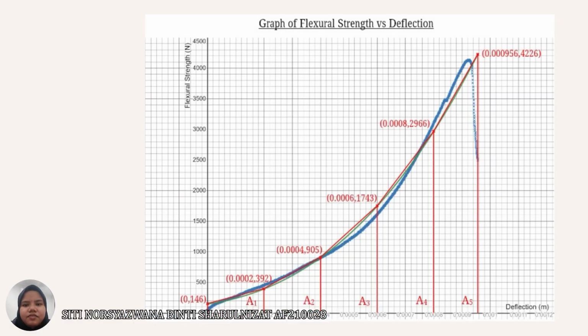This is the graph of flexural strength versus deflection. From the question of problem 2, we want to find the energy of the building. That's why we need to plot the graph of flexural strength versus deflection. It is because the area under the graph is equal to the energy.